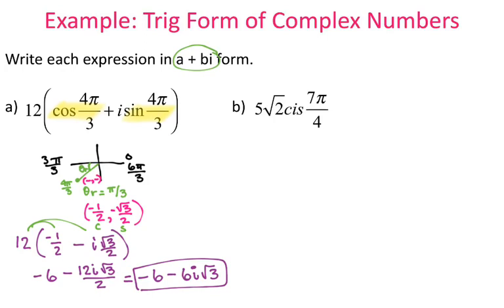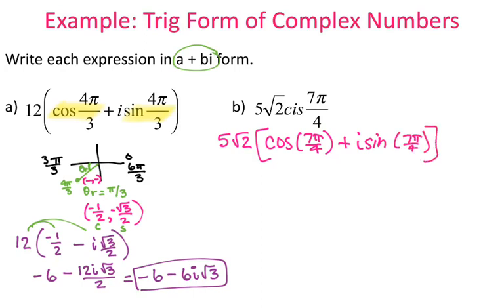Now for letter B, I have it in the condensed form. So I'm going to go ahead and start by expanding it out first. So I can write this as 5 root 2 times cosine of 7 pi over 4 plus I sine of 7 pi over 4.